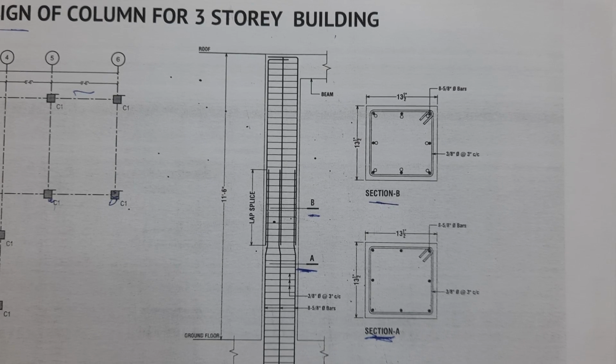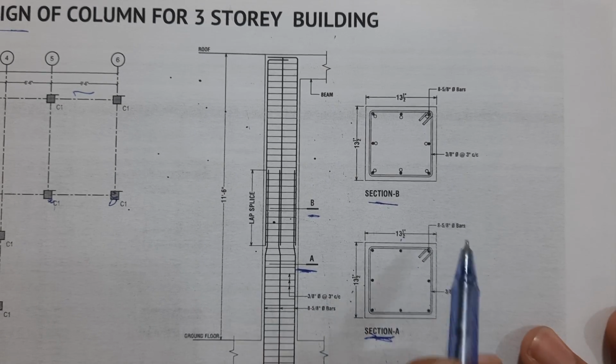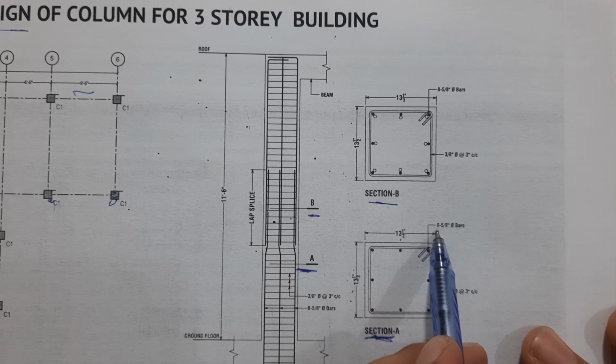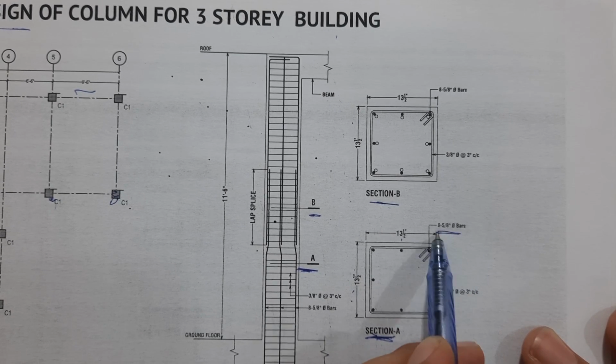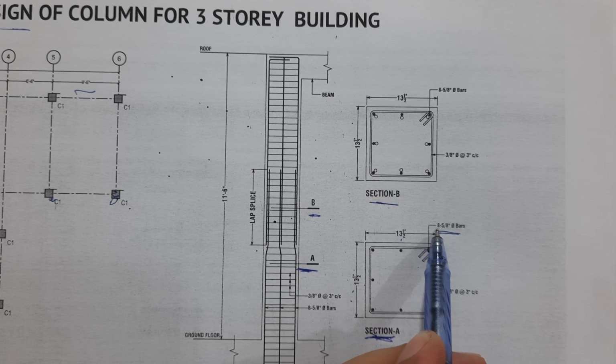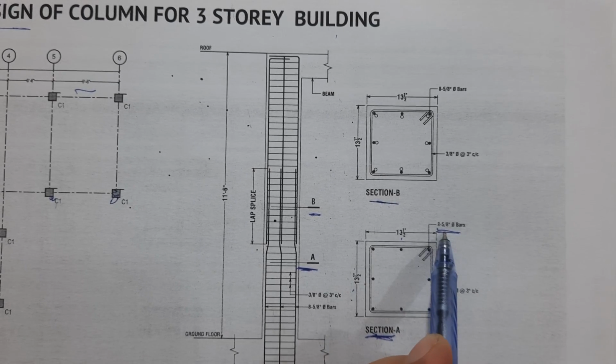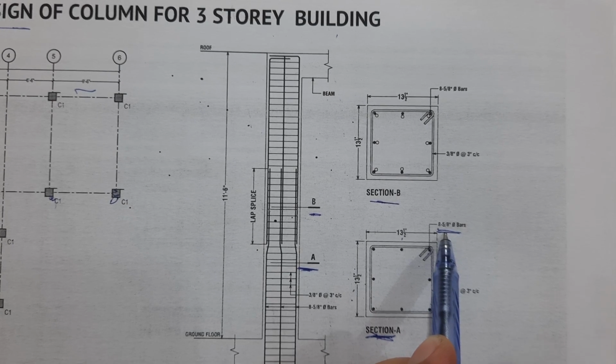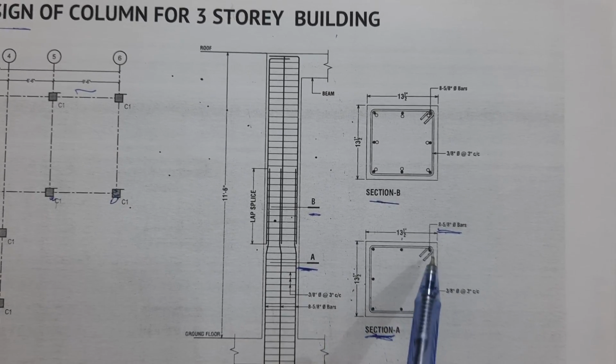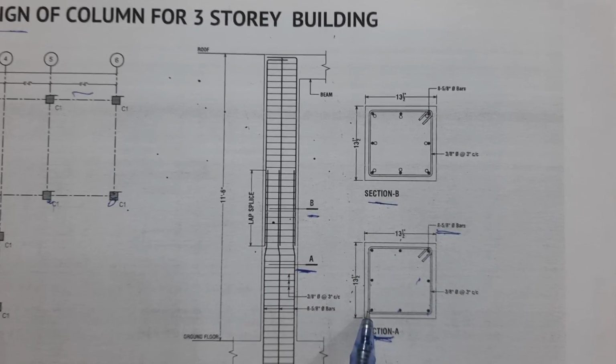Here the size is 13.5 by 13.5 inches, and you can see clearly we have 8 bars. The diameter is 16 millimeter, meaning 8 bars of 5/8 inch diameter. Look here: 1, 2, 3, 4, 5, 6, 7, 8 bars we have.